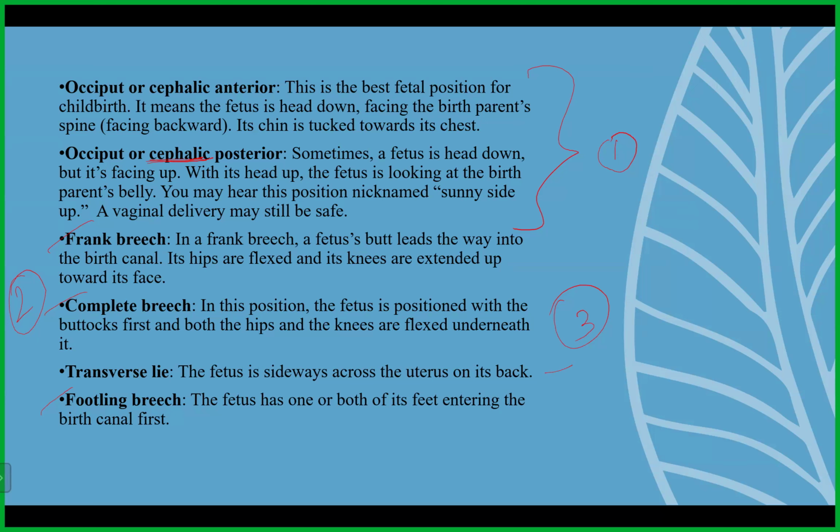So in frank breech, the butt of the baby is towards the birth canal. In this position, the hips and knees are also flexed towards the face. It's like the baby is completely compressed and the butt is towards the cervix. In this case, it is difficult to have a vaginal delivery, difficult as in if they are having frank breech till the third trimester. I'll tell you why I'm telling you this also. Next is complete breech. Again, the buttocks are towards the vaginal canal and the hips and knees are flexed. Next, in footling breech, the foot is towards the birth canal. That's about the breech position.